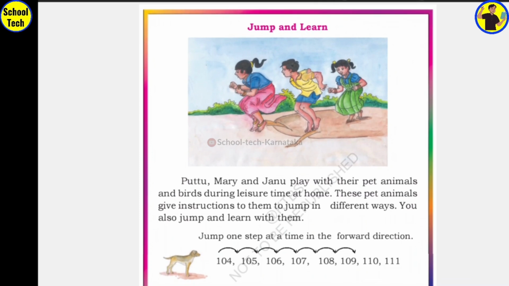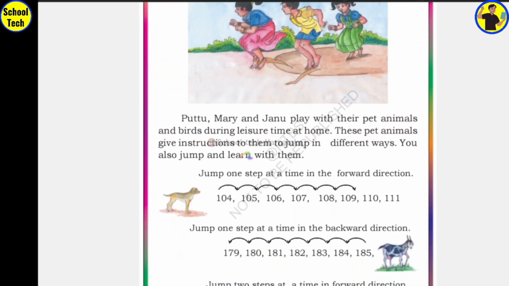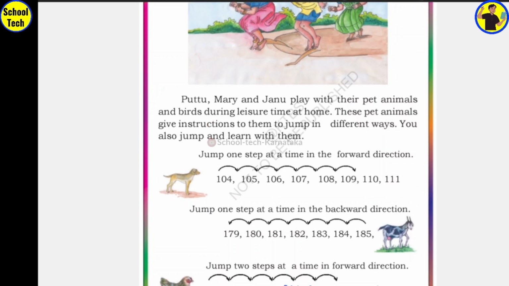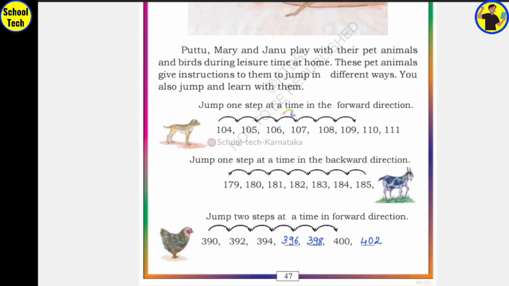The next part we have jump and learn. Mary and Janu play with their pet animals and birds during leisure time at home. These pet animals give instructions to them to jump in different ways. You also jump and learn with them. Jump one step at a time in forward direction. The dog says jump one step at a time in the forward direction.